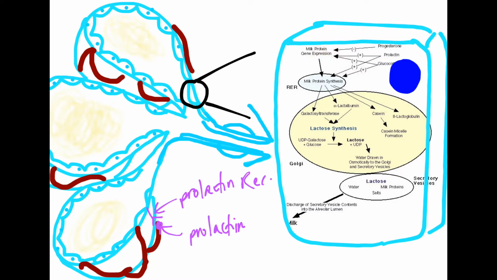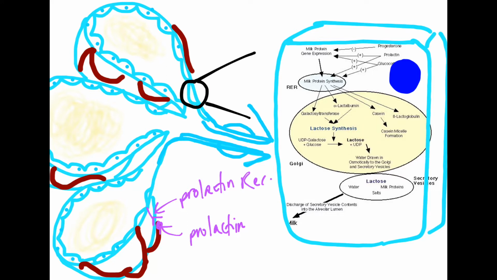Once gene expression is available, we have milk proteins being synthesized in the rough endoplasmic reticulum. The proteins include galactosyl transferase, and galactosyl transferase is the enzyme responsible for combining one galactose and one glucose to make lactose.